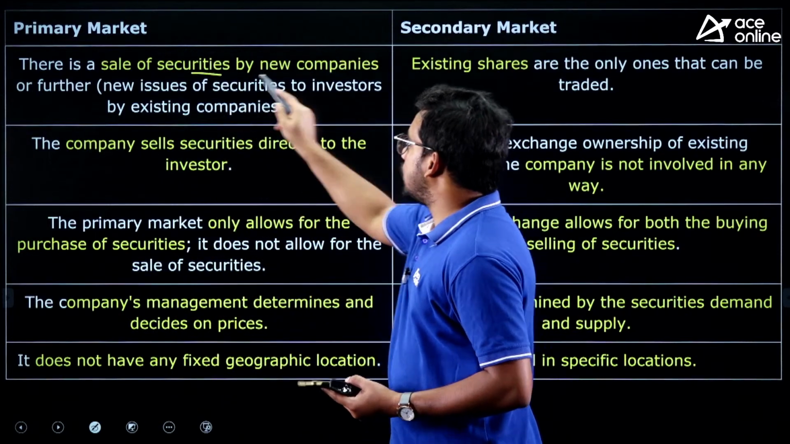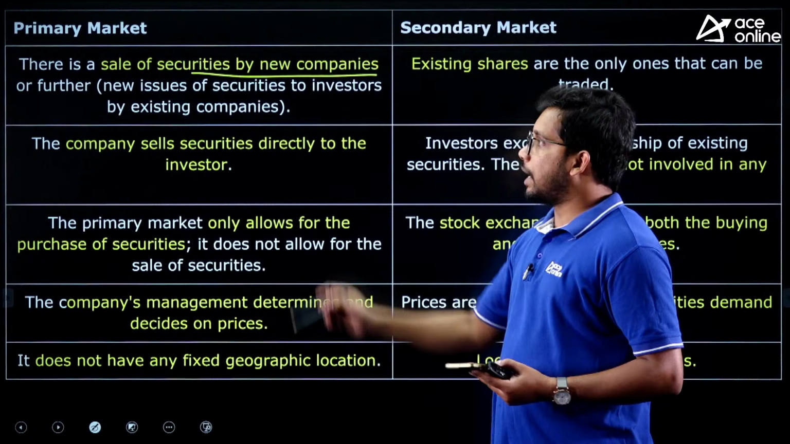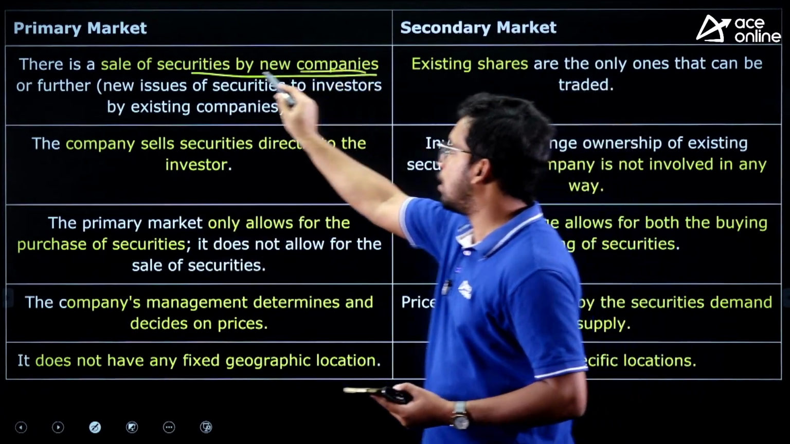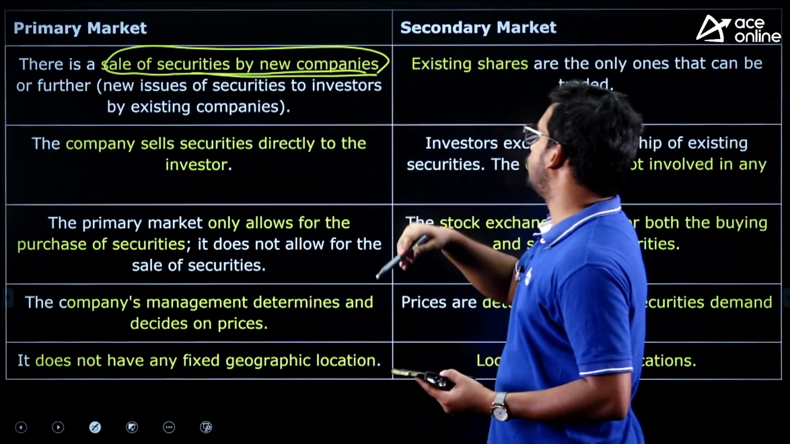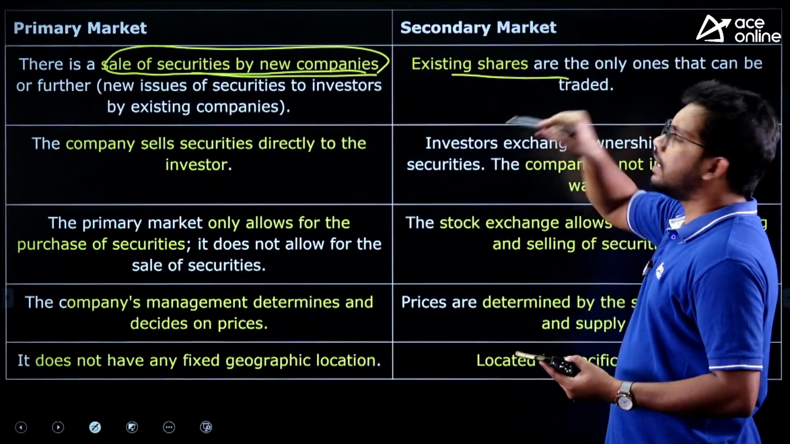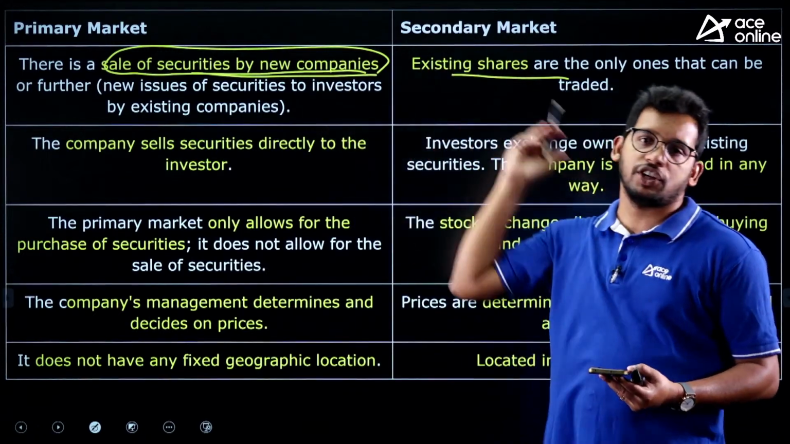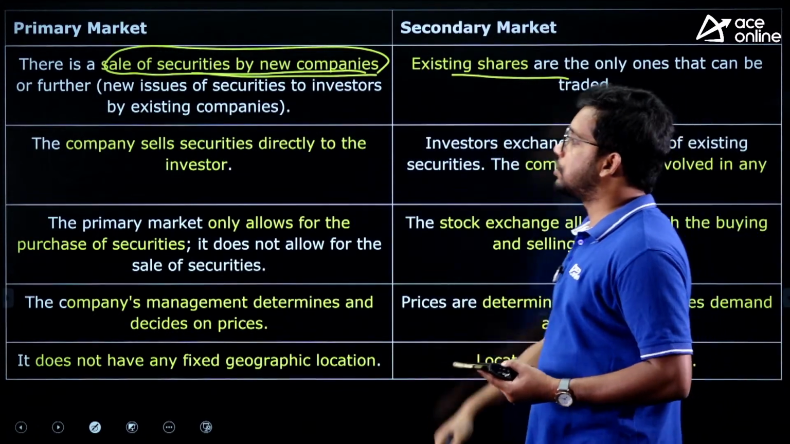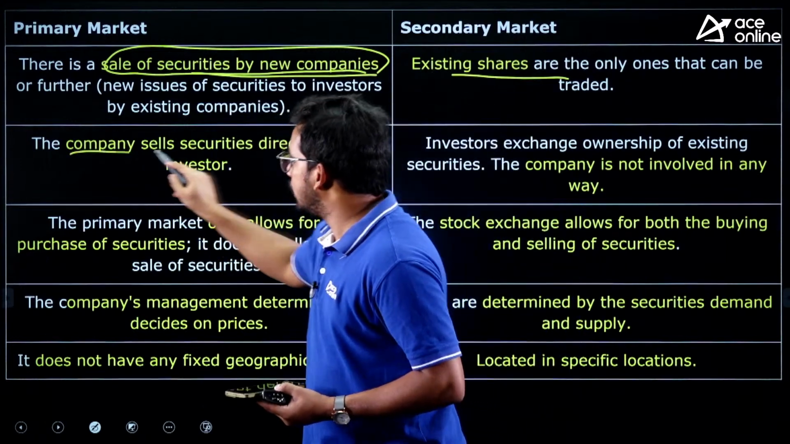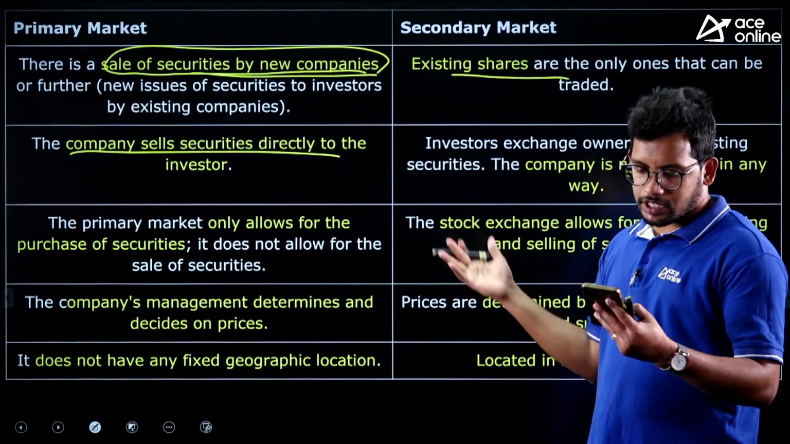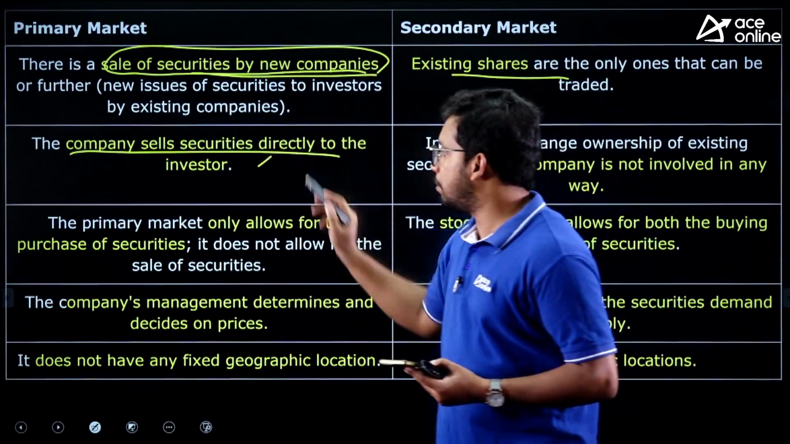The sale of securities by new companies. Primary market means the company releasing the shares for the first time. Those are called the sale of securities of a new company. Secondary market is already existing shares. From person B to person C to person D, it can change hands. So those are existing shares. That is called the secondary market. The company sells securities directly to the investor. Person A, for the first time, bought it. So these are primary markets.